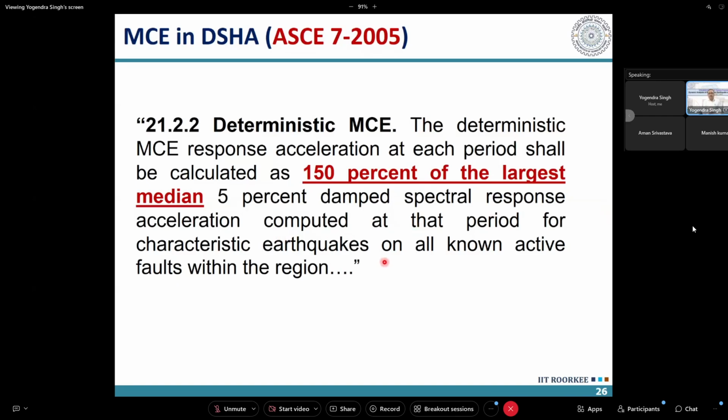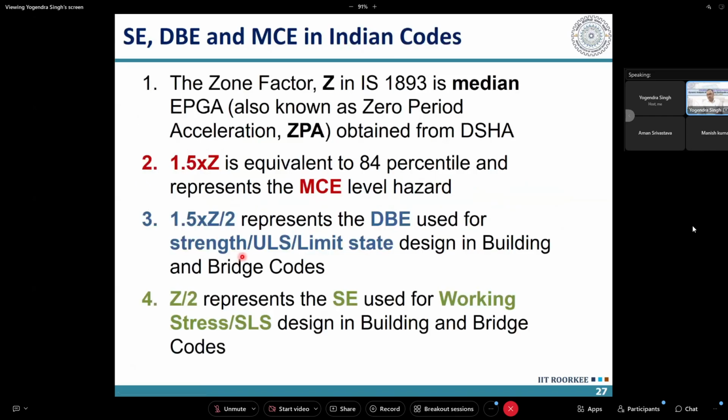So median response spectrum into 1.5 can be considered MC. If we multiply our Z with 1.5, then it will be considered as MC. And that factor is already there in our code, in terms of the partial load factor we have in case of earthquake. There is a lot of confusion in our code because of that partial factor. Some people think that this is a load factor over and above the MC earthquake, but it is not so.